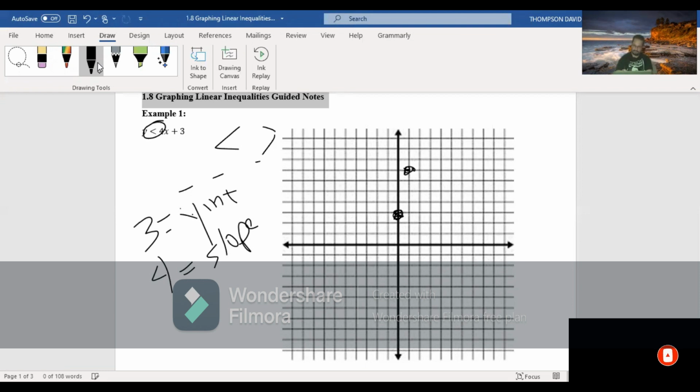And again, up 1, 2, 3, 4, and over 1. Then do the same trick backwards. Down 1, 2, 3, 4, and back 1. Same trick, down 1, 2, 3, 4, back 1. And what we're going to do is connect this with a dotted line.